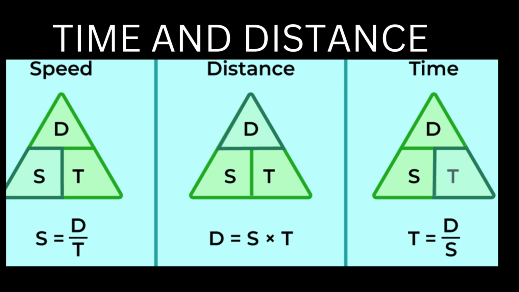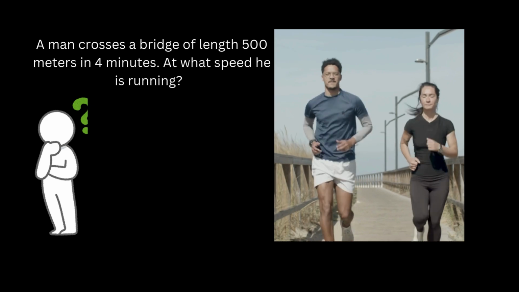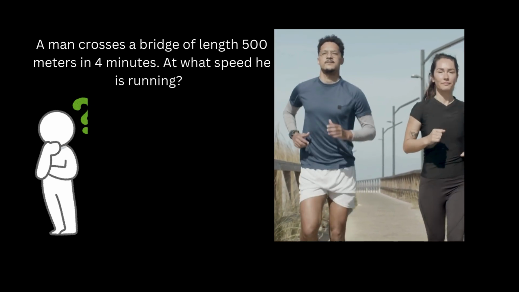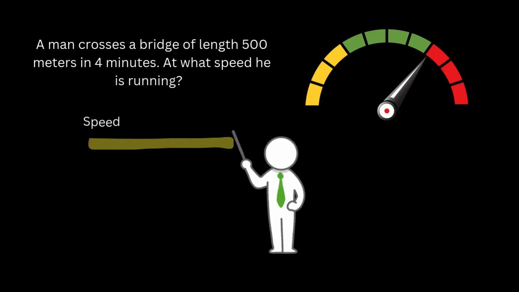In this video, we will tackle a classic problem. A man crosses a bridge of 500 meters in 4 minutes. At what speed is he running? Let's go through the calculations, understand the logic, and even convert a unit like a pro. So let's grab a notebook, stay focused, and dive into it.